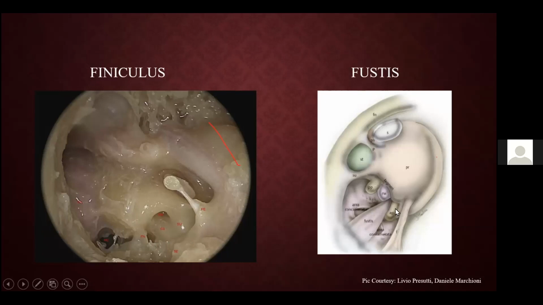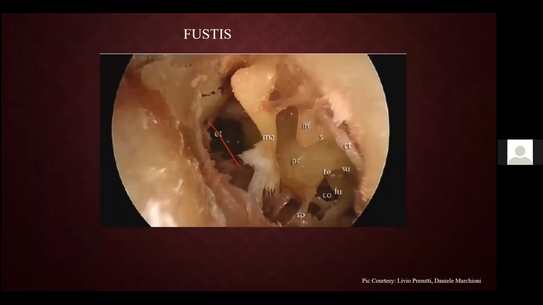Whereas the fustus is a bony column which forms the floor of the round window niche, and it's a part of the sinus subtympanicus. You can see in the endoscopic picture also, on the left ear of the patient, this is the fustus towards the round window niche. The funiculus also has a lot of variations in morphology, like a complete one or a ridge.